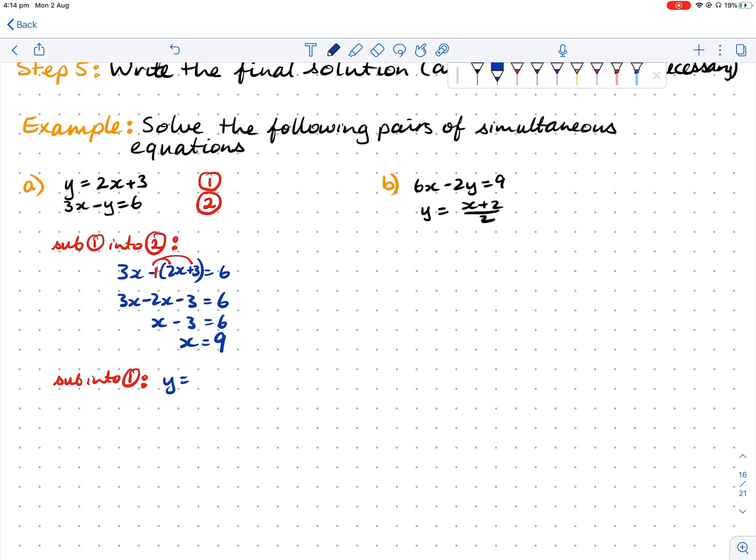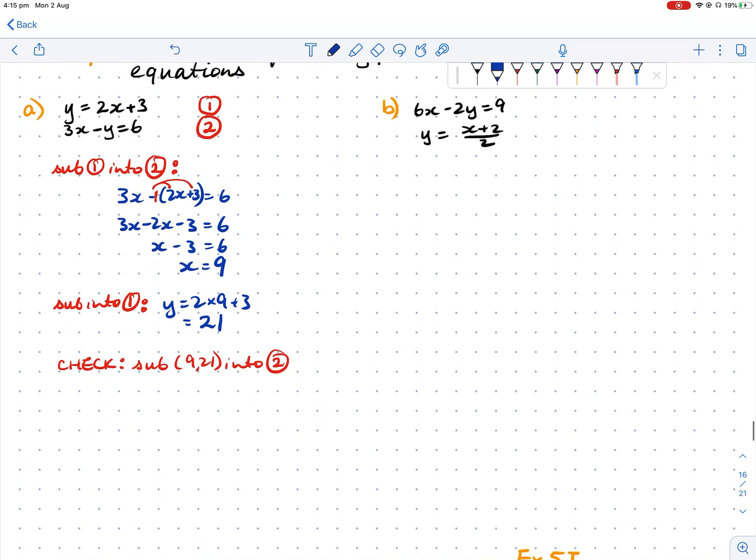And then what we've got is y equals 2 times 9 plus 3, and we can calculate that, and y is 21. So what we can then do is check whether we were correct or not by substituting 9, 21 into equation 2. So we can use the second equation as a check equation.